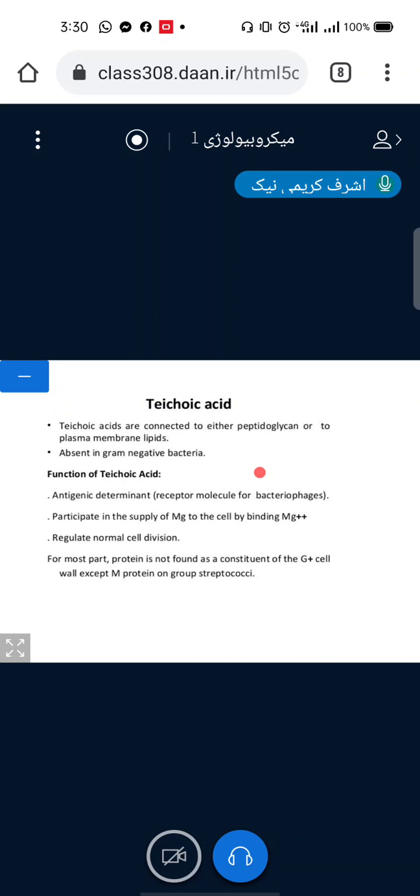I explain a bit about it. Absent in gram-negative bacteria. Yes, just gram-positive bacteria have teichoic acid. Gram-negative bacteria don't have any teichoic acids.